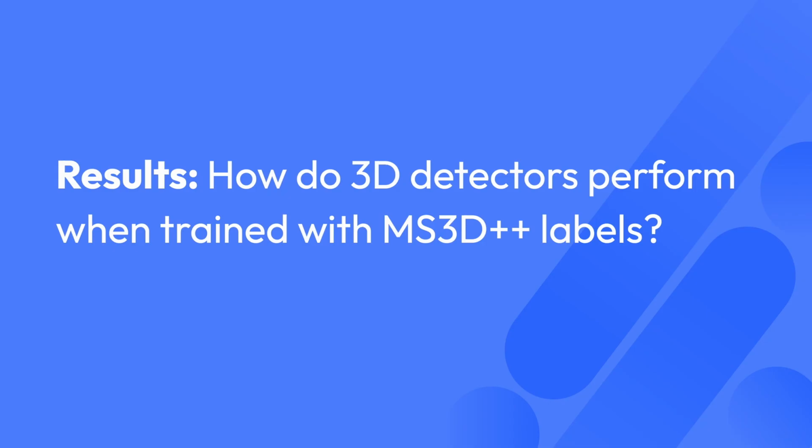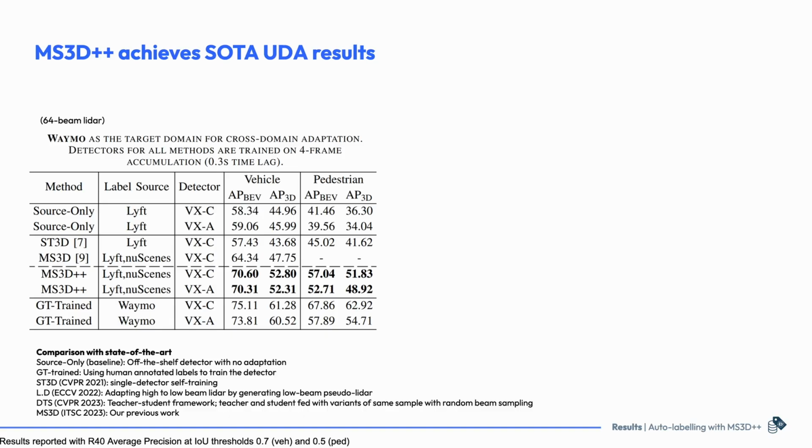So I'm sure you are all wondering at this stage, how does it actually perform? If you train 3D detectors with our automatically generated labels, we show that we can obtain state-of-the-art results for unsupervised domain adaptation. To talk through this table a bit, this one here is basically taking the off-the-shelf detector, in this case a pre-trained detector, and testing it on the 64-beam Waymo dataset. So that's the starting baseline performance. We show that we can obtain quite a decent boost in performance, by over plus 10 average precision for both vehicle and pedestrian classes.